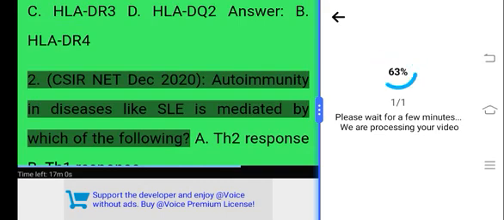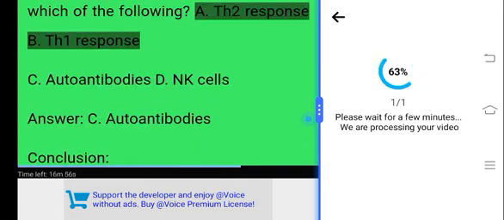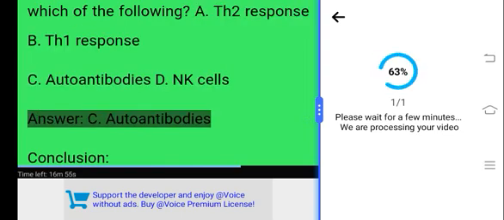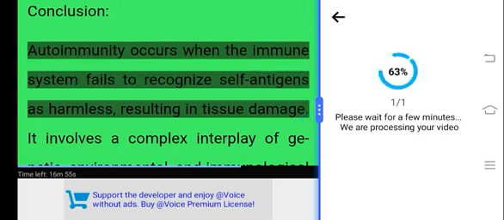2. CSIR-NET December 2020, autoimmunity in diseases like SLE is mediated by which of the following? A, TH2 response. B, TH1 response. C, autoantibodies. D, NK cells. Answer: C, autoantibodies. Conclusion. Autoimmunity occurs when the immune system fails to recognize self-antigens as harmless, resulting in tissue damage.